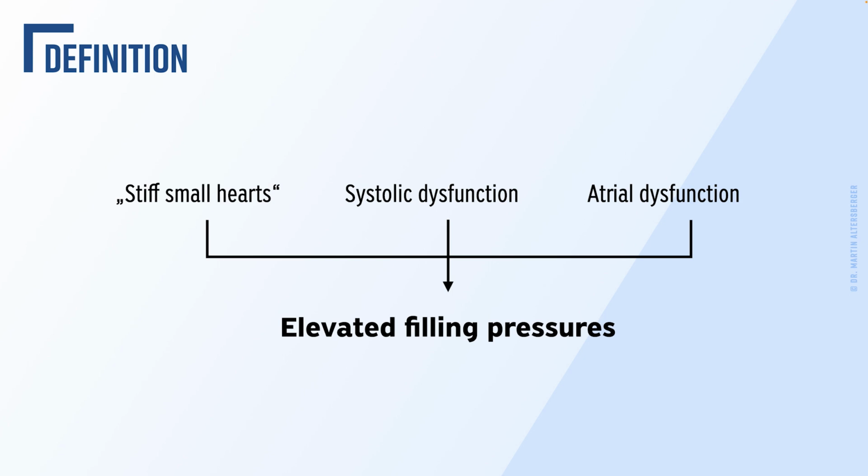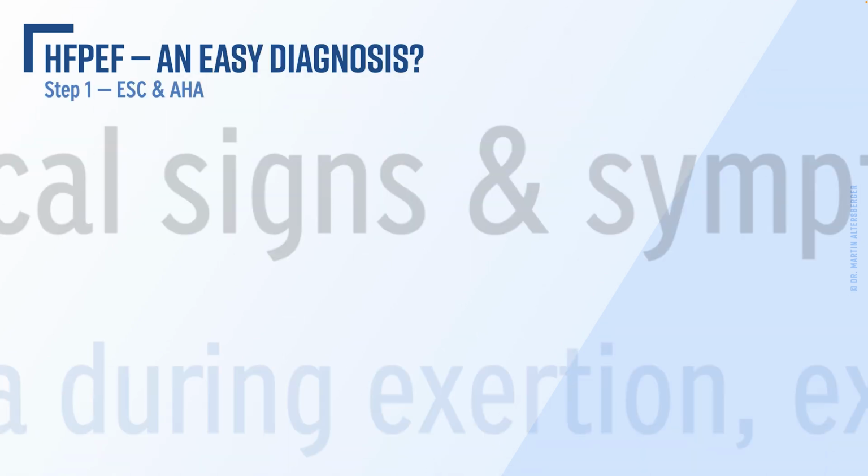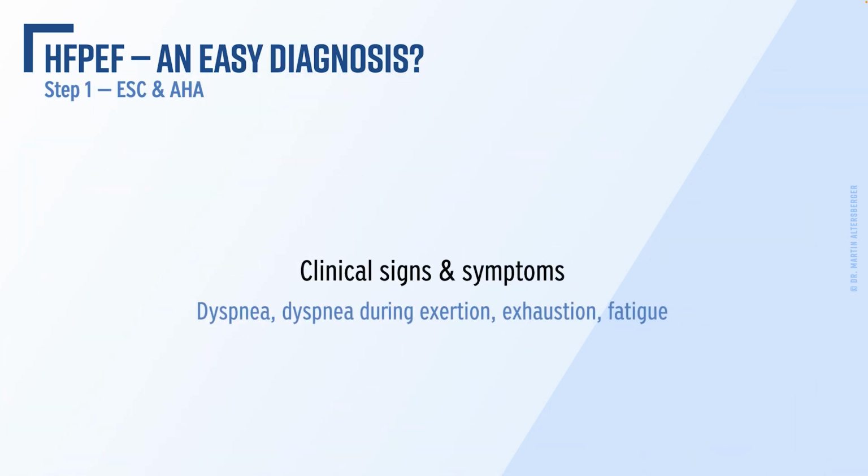So when do we have a heart failure with preserved ejection fraction? Well, we have those small and stiff hearts, the typical hypertensive heart disease, hypertensive ventricles. When we have a systolic dysfunction, not only by means of ejection fraction, we will also have a diastolic problem. And when we have atrial dysfunction, we also do have diastolic dysfunction probably present that results in an elevation of filling pressures.